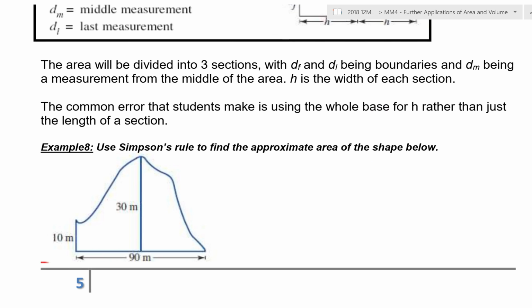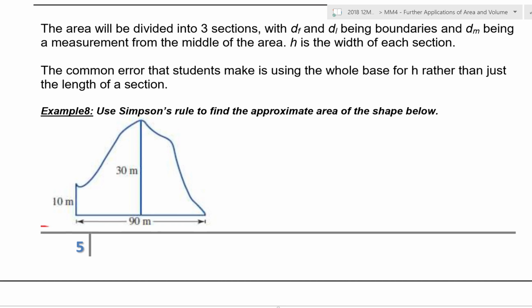Now, we're going to apply the formula, and here we go. Here's an example. I have this weird looking shape here. I want to estimate the approximate area of this shape. Well, do I have enough measurements? What I actually have here, I'm going to say this is DF is 10. This is DM is 30. And DL is 0. That's got a height of 0. That's important. I've got to put that in my formula. And H equals, not 90, 45.